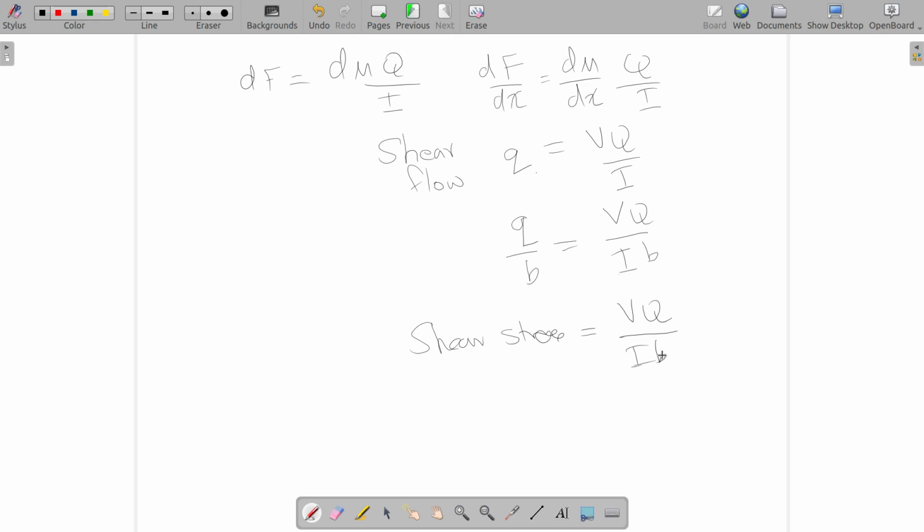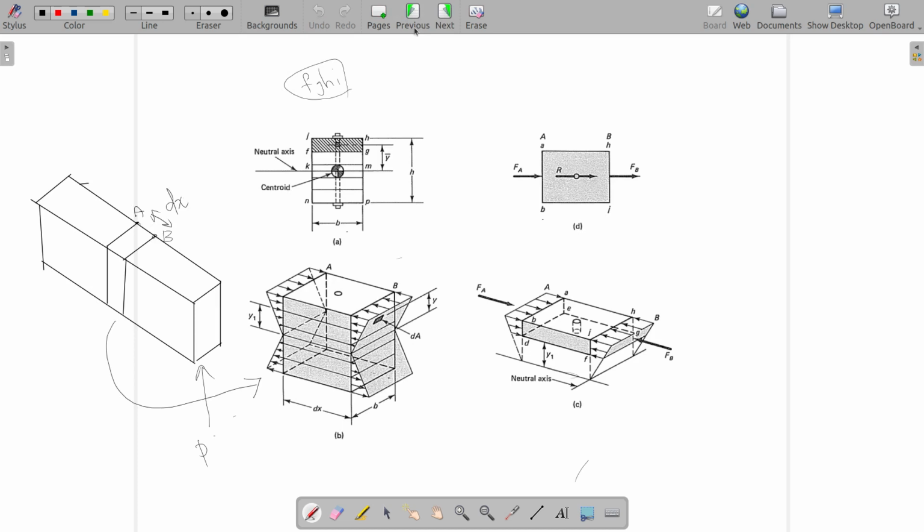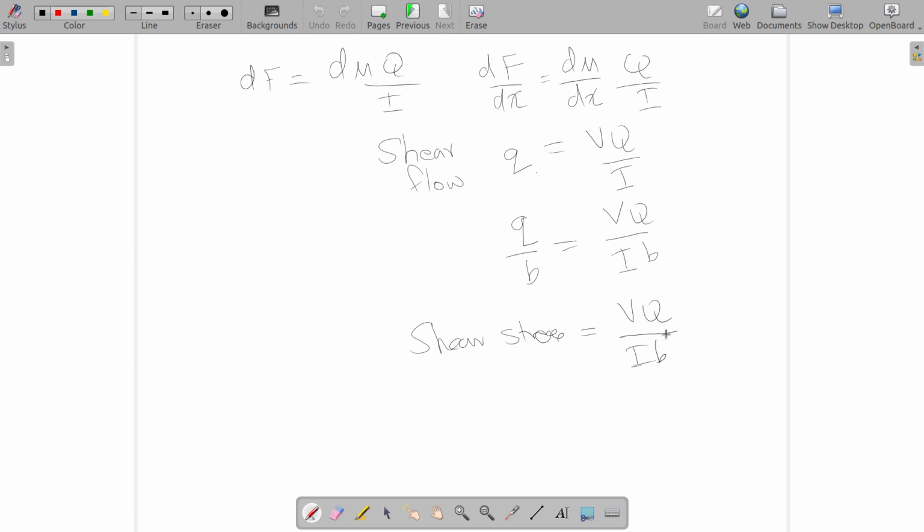For the beam we have considered here, B is constant throughout the length, but that doesn't need to be the case all the time. If it's varying, for example, in an I section, you have a larger breadth at the top and bottom layers. So it's a good idea to use another letter, T, if breadth is varying. That's not a rule, just something I see more often in some textbooks. If breadth is constant, we'll use B. If breadth is varying, we'll use T. So VQ by IT is the formula for shear stress.